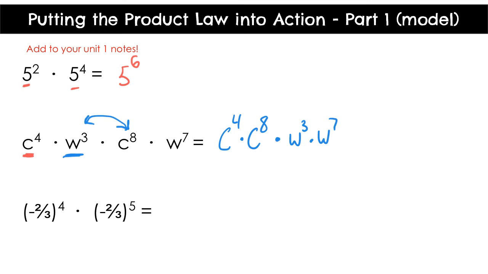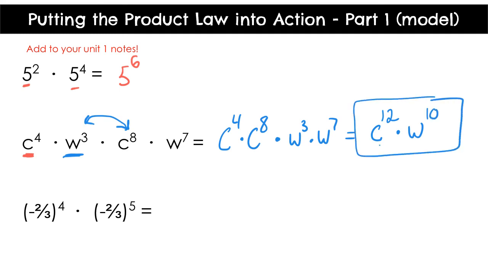But now that we have like bases, I can add the exponents. So c to the 4 plus 8, that is c to the 12th. And I can't combine with w, so we're just going to say multiplied by w to the 10th power. So be careful, you cannot combine unlike bases. They must stay separate, and we just keep them as multiplication.